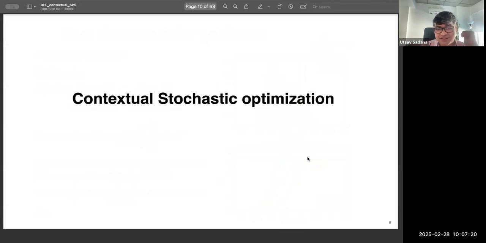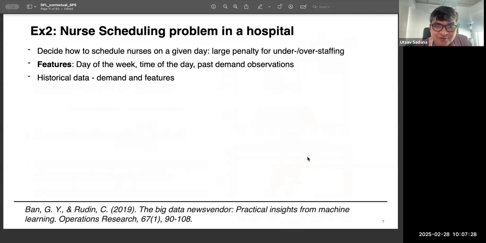Before going into detail about contextual stochastic optimization, let's look at some success stories of contextual stochastic optimization. There is this popular paper by Ban and Rudin, which is called the Big Data News Vendor. Here, the news vendor problem is as follows. You want to schedule nurses on a given day. If you have a lot of nurses, there is a large penalty for overstaffing. If the nurses are few, you have to pay again some cost. So it is just like the news vendor problem that we saw before.